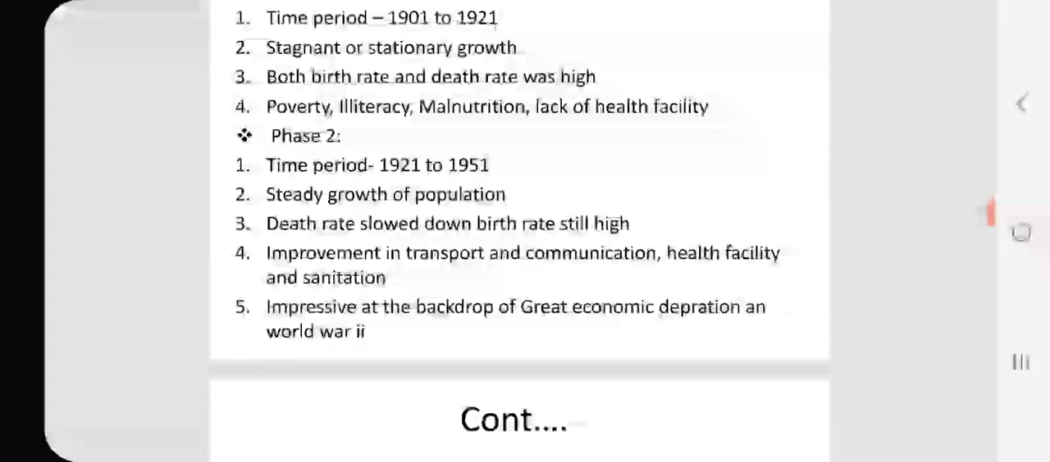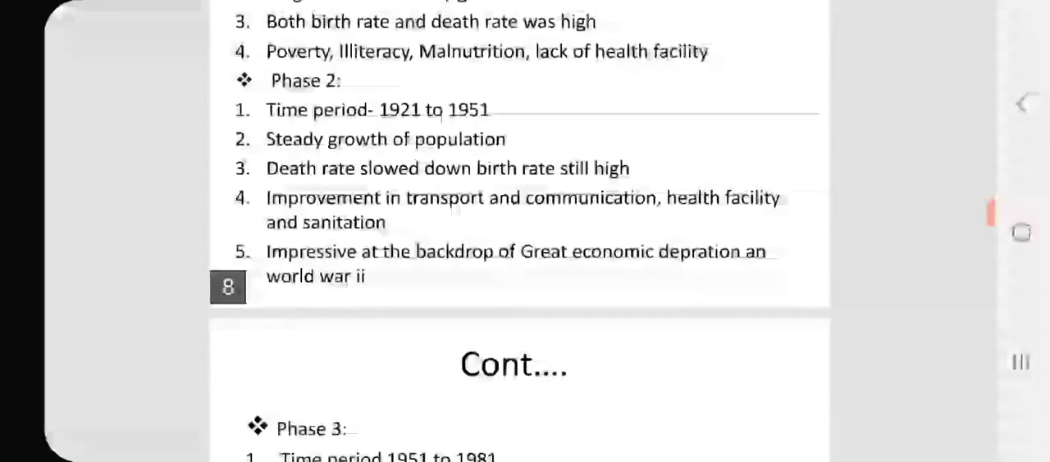Next, phase 2. This phase starts from 1921 and ends in 1951. This time period shows the steady growth of population. Why? Because the death rate slowed down in that time period, but the birth rate was still high. So a steady increase of population could be seen in this time period. There was improvement in transport and communication sector, in health facility and sanitation, and also in education. So in this time period, steady growth of population can be seen.